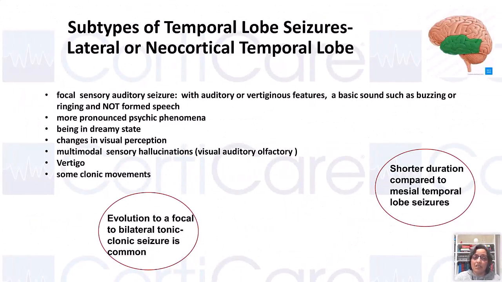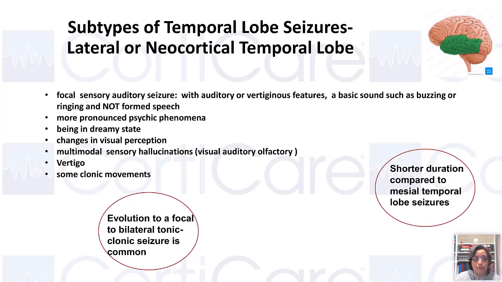The neocortical temporal lobe seizures are again focal seizures, so they are sensory auditory seizures. In the beginning, we talked about the auditory, the speech. That's what the lateral temporal lobe is all about. In these seizures, patients hear a basic sound, like buzzing or ringing, but it is not formed speech. It's more of a psychic phenomena. That's why in olden times people used to be embarrassed to talk about it, because they could not express the feelings they were having.